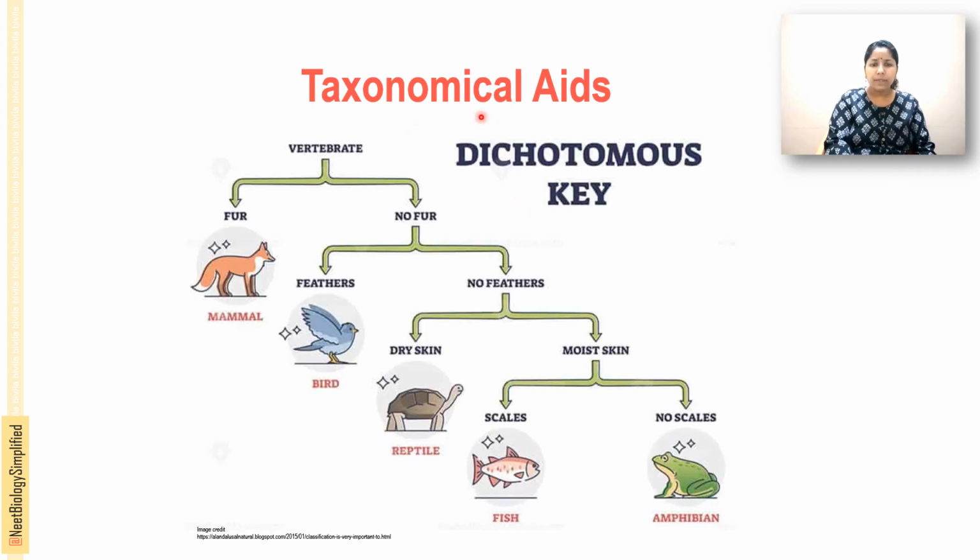Okay. And this is a picture showing the dichotomous key for vertebrates. Vertebrates: two are coming, fur or without fur. With fur, mammals are coming. No fur, then feathers or no feathers: feathers, birds are there. No feathers, again classified into dry skin and moist skin. Dry skin is reptile. Moist skin is having scales or no scales: scales means fish, no scales is a moist skin organism, that is amphibian. That is a key. There will be similarities and dissimilarities, and two contrasting characters or statements will be there, out of which one is selected and the other is rejected.